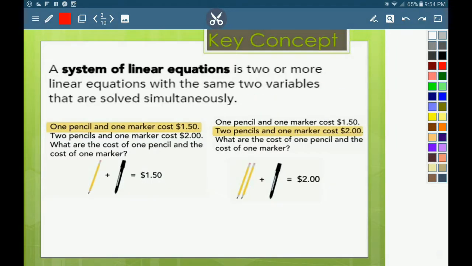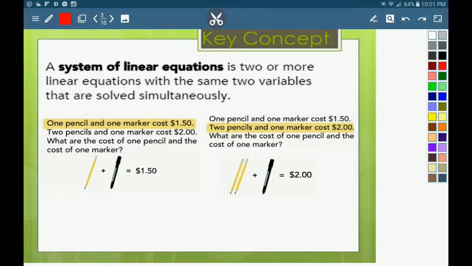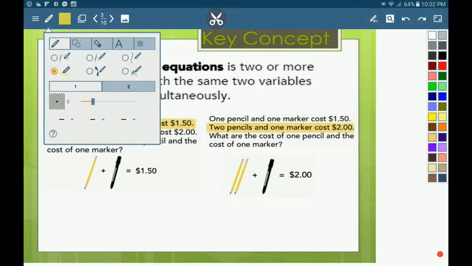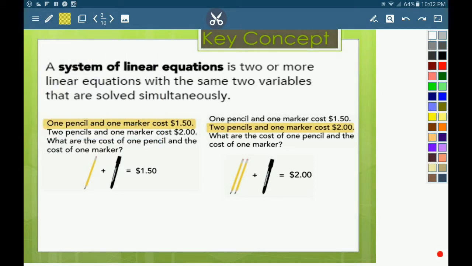So let's take a look at the key idea. The main idea, the key concept of this lesson is basically to understand what a system is, and we should be able to construct a system out of a context. So a system of linear equations is two or more linear equations. So really what I'm looking for you guys to be able to construct are two lines of math that have equal signs in them. If they don't have an equal sign, it's not an equation. And they have to have the same variables. So if you feel there's more than two things changing, then it's most likely not going to be solvable.